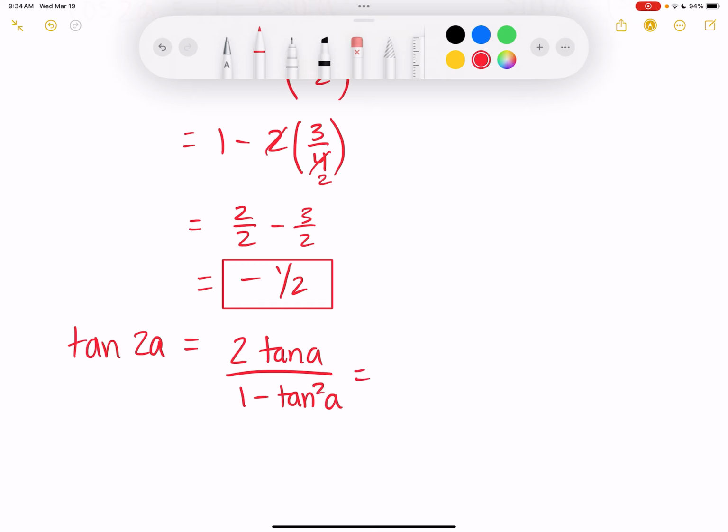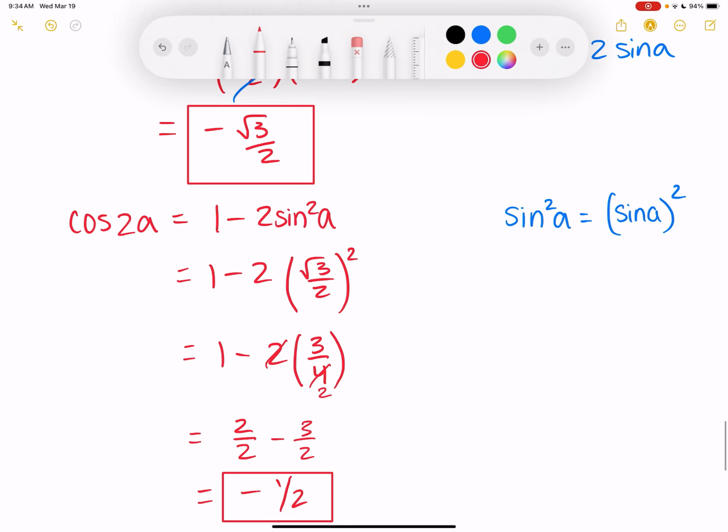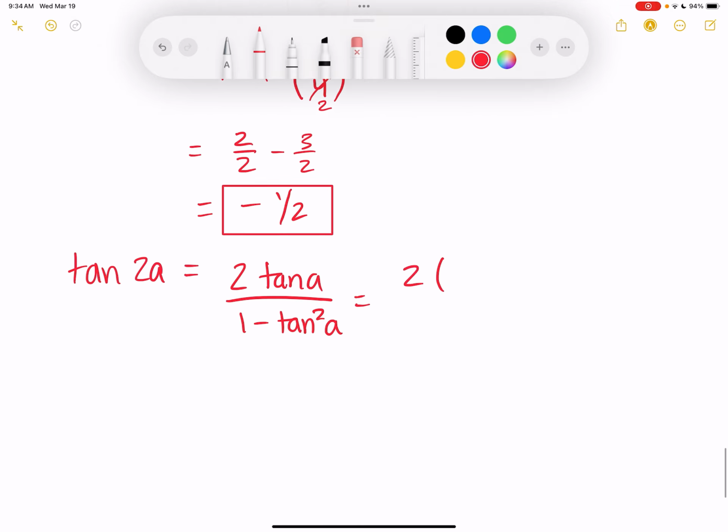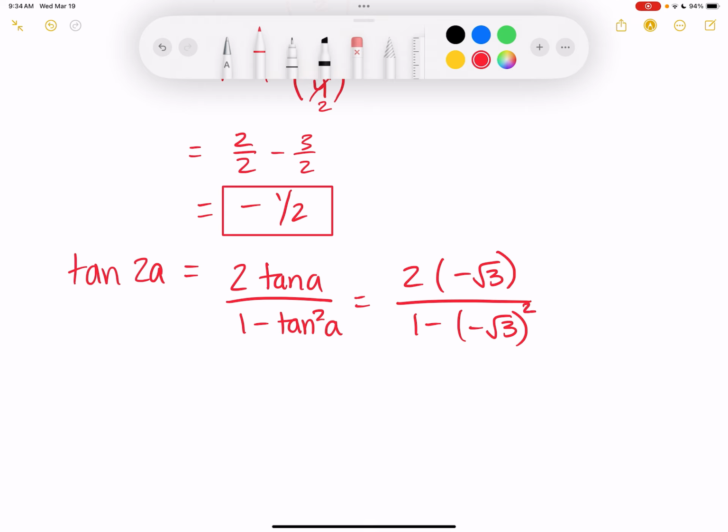So 2 times negative root 3. Oh, we left out the fraction bar. Over 1 minus, in parentheses, negative root 3 squared. It's really important, otherwise you're going to end up with the wrong signs. So on top, I have negative 2 root 3. On the bottom, I have 1 minus 3, which is negative 2. So this just ends up being root 3.